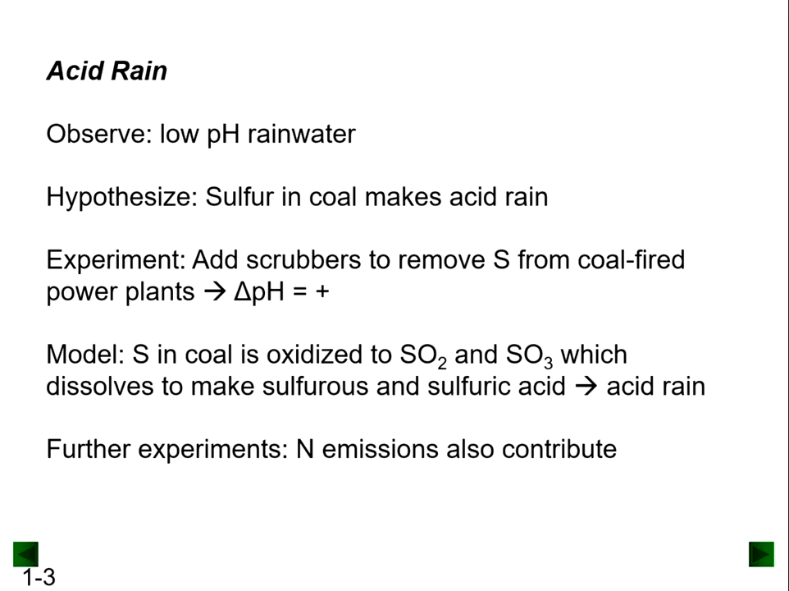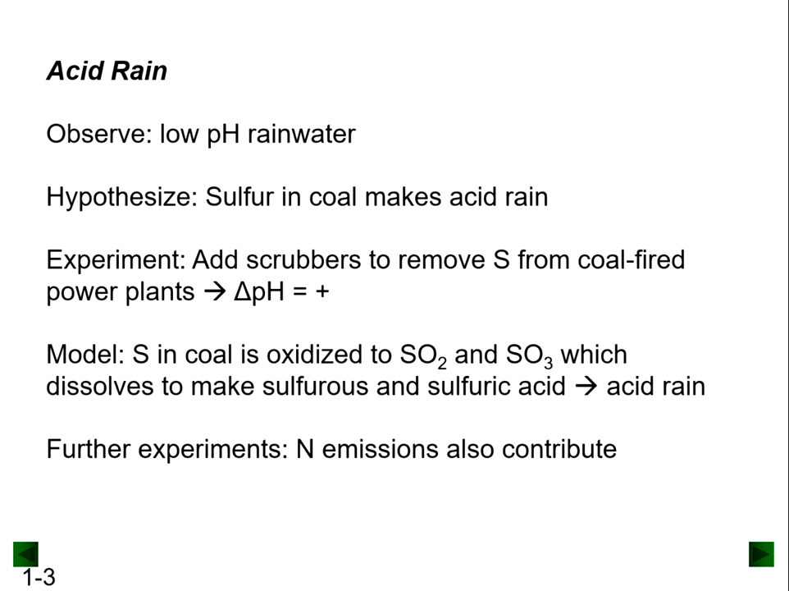Now, it turns out for environmental science, it's very difficult to do experiments because you're doing things on a very large scale. But effectively, an experiment was done. They added what were called scrubbers to the smokestacks on coal-fired power plants. Those scrubbers simply removed the sulfur from the exhaust streams. And it was observed that the pH rebounded. Instead of being low, it bounced back up again.